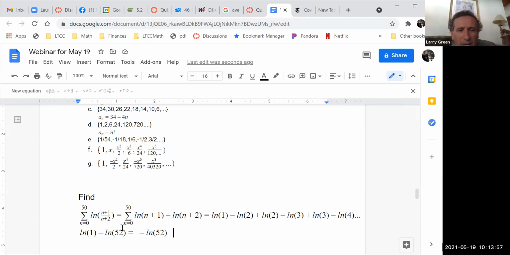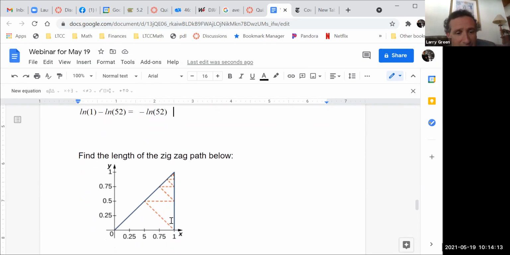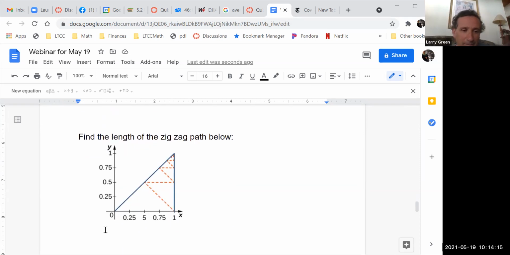Okay. By the way, the limit does not exist. If I put an infinity here, that does not exist because natural log of infinity is infinity. So that one doesn't exist. But if you stop at 50, you're okay. Any questions on this? We don't have time to do this one, but we can talk about it.